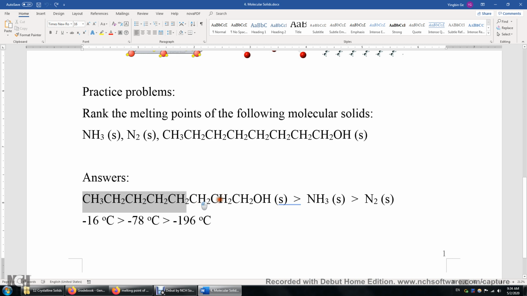How can we have a fatty acid with a higher melting point than water? Very simple. You just increase the carbon chain from carbon 8 to carbon 20, or maybe carbon 30. And then I'm pretty sure that this carbon 30 alcohol has a melting point higher than 0 degrees Celsius.